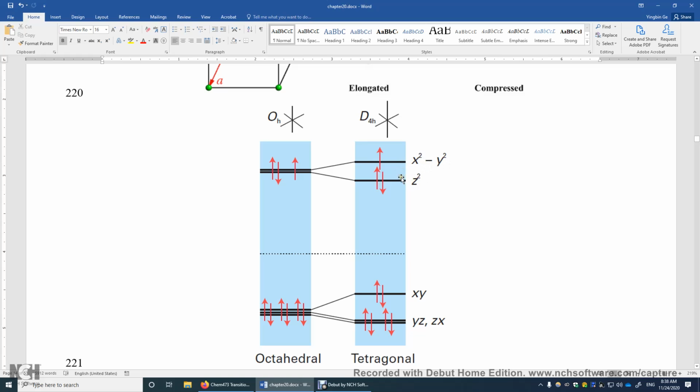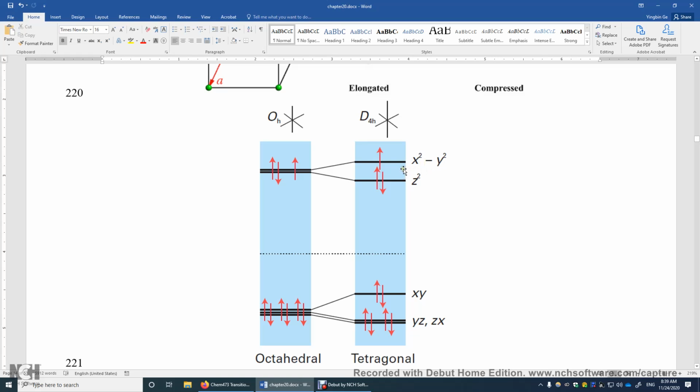And then let's say, well, this splitting is delta. I'm going to just call this delta for simplicity. And then dz squared is half delta lower than the barycenter here. Dx squared minus y squared is 0.5 delta above the barycenter.